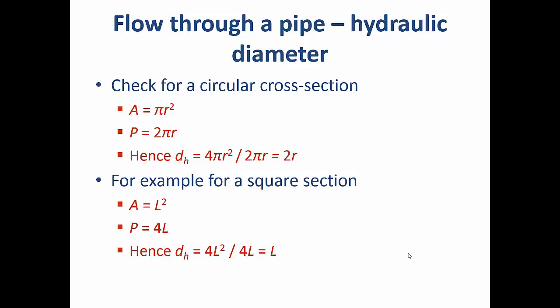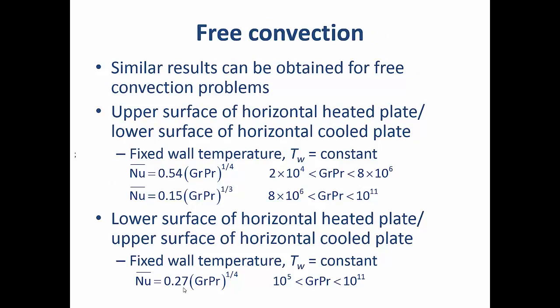And again, that makes certain sense that the hydraulic diameter in this case is equal to the length of the side of the square. For free convection, similar results relating different dimensionless numbers can be obtained. In this case, they involve the Nusselt number, the Grashof number, which replaces the Reynolds number, and the Prandtl number. You will see I've shown results here for the upper surface of a horizontally heated plate and the lower surface of a horizontal cooled plate.